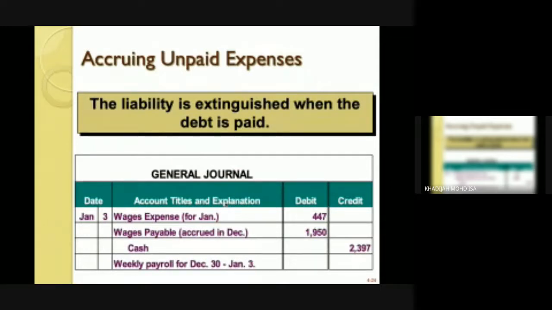How do you get 447? Anyone? I got 314. Right, for January, I'm not sure how they get that 447. I got 314. Anyone got 447? Never mind. Okay.